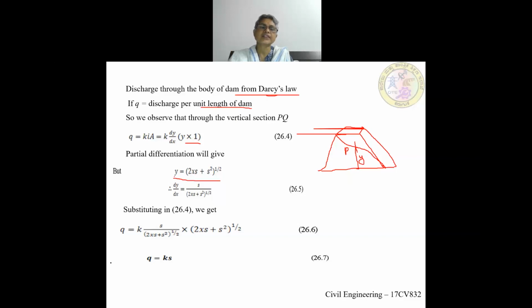So we partially differentiate this to get dy by dx. Dy by dx is given as s divided by 2xs plus s square whole raised to the power of half. Substituting the value of dy by dx in the discharge equation, K dy by dx is s divided by 2xs plus s square whole raised to the power of half, into y. What is y? Y is 2xs plus s square whole raised to the power of half. So this term and this term will get cancelled, and you will get q is equal to ks. So this is the discharge equation through the body of the dam.